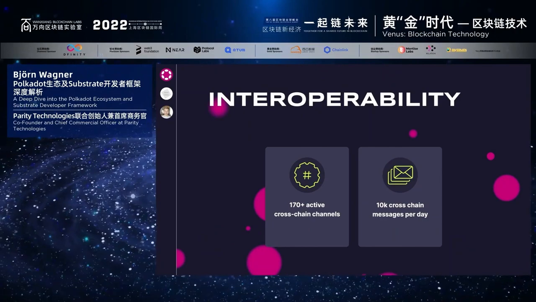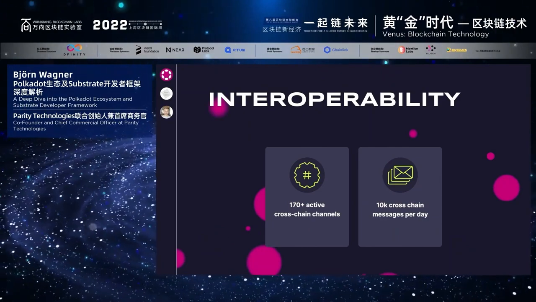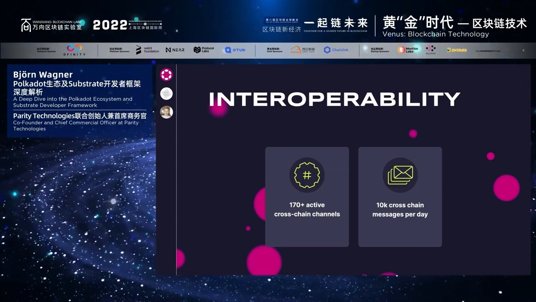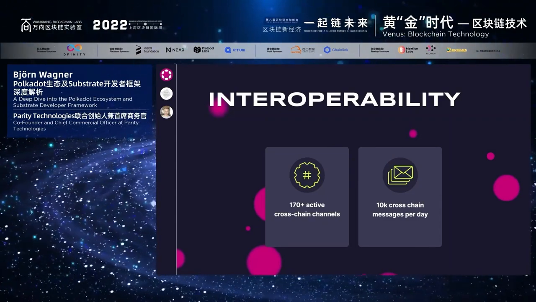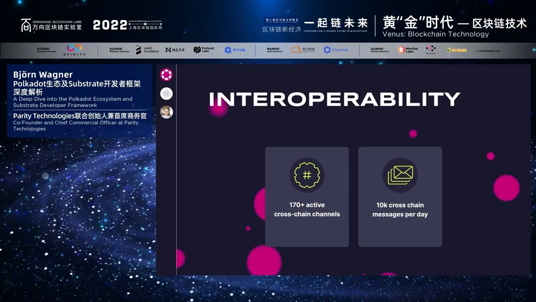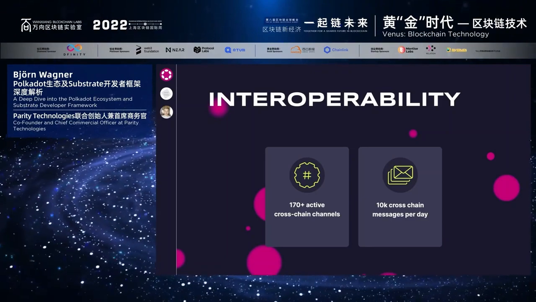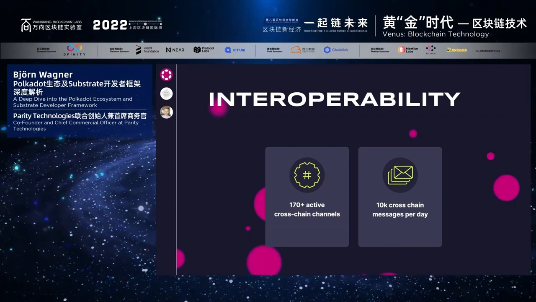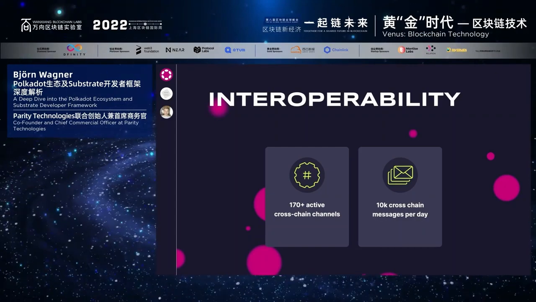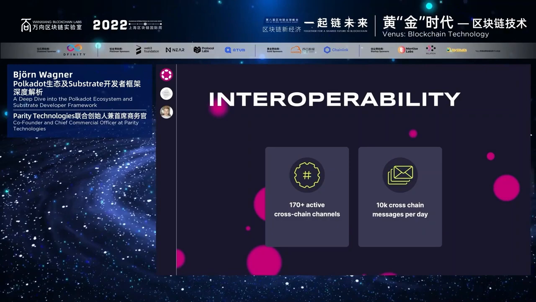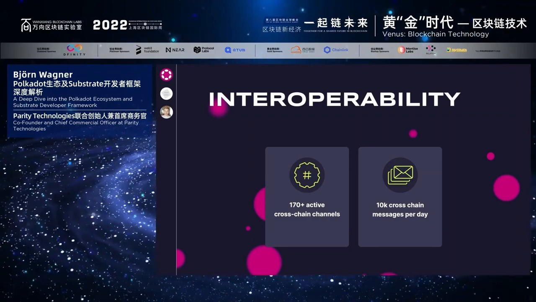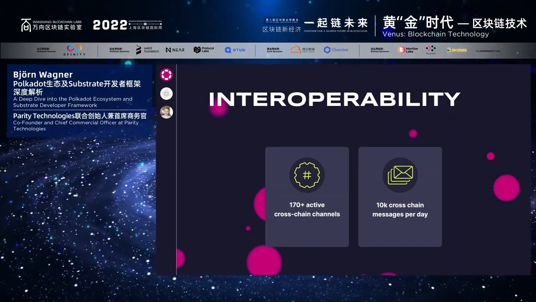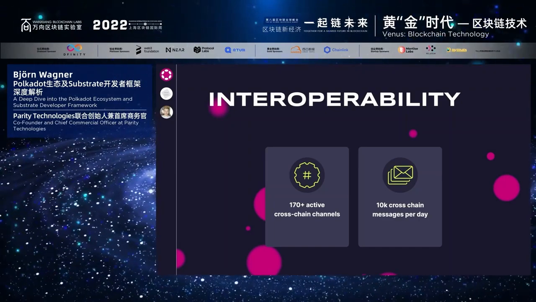Interoperability. In terms of interoperability, we've seen a huge uptick in activity since cross-chain messaging landed on Polkadot just a few months ago. We now have more than 10,000 cross-chain messages being sent per day within the Polkadot ecosystem, with more than 170 active channels between those parachains. And with some exciting updates coming up for Polkadot's interoperability features, these figures are really just the beginning of what we are going to see in terms of cross-chain interoperability.